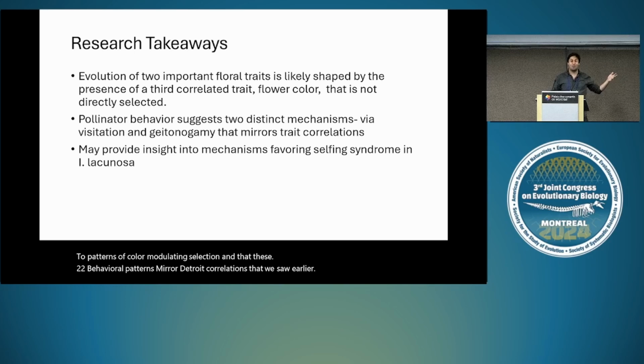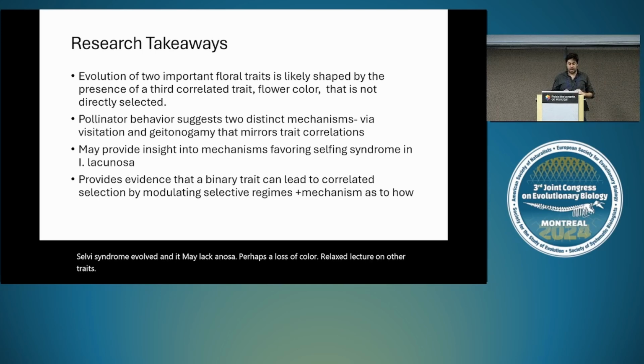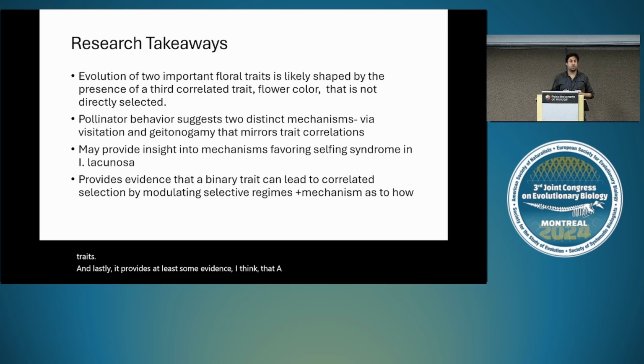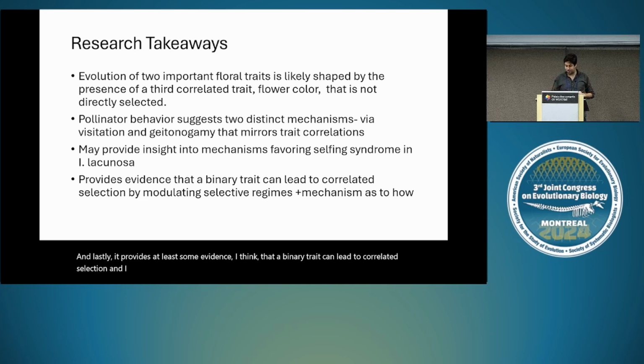Thinking about this more big picture, this may help explain how selfing syndrome evolved in Ipomoea lacunosa, perhaps a loss of color relaxed selection on other traits. And lastly, it provides at least some evidence, I think, that a binary trait can lead to correlated selection. And I think that's interesting in and of itself.